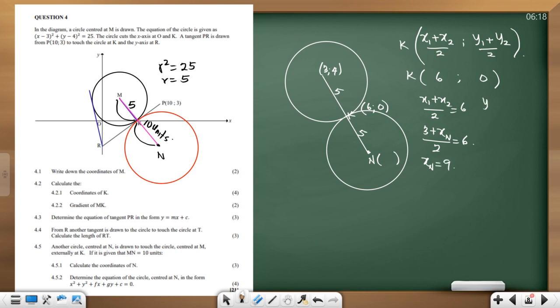What about the y value? y1 plus y2 over 2 equals 0. What is our y1? Our y1 is 4, plus the y value of n, over 2 equals 0. Yn would be equal to negative 4. You cross multiply and then move that over. So what is the value of n? It is (9, -4). All right, that is one method.